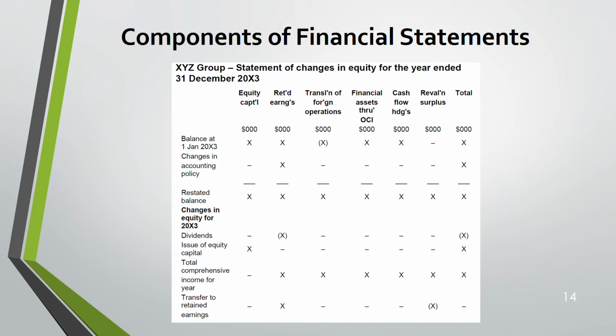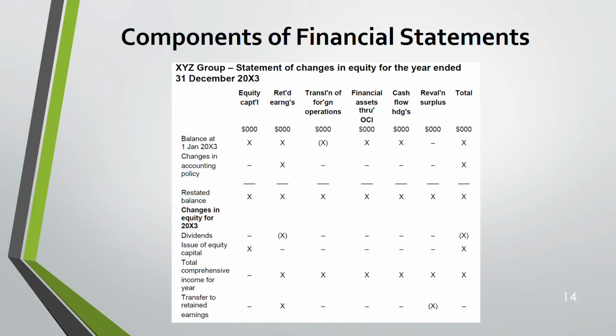Dividend, if you see, it is deducted from retained earnings. Even in the total also it will be there. Then we have issue of equity capital. Issue of equity capital, add in the equity capital and add in the total. Total comprehensive income. This goes in all the areas, all the columns if you see: retained earnings, translation of foreign operation, financial assets, cash flow hedge and revaluation surplus.